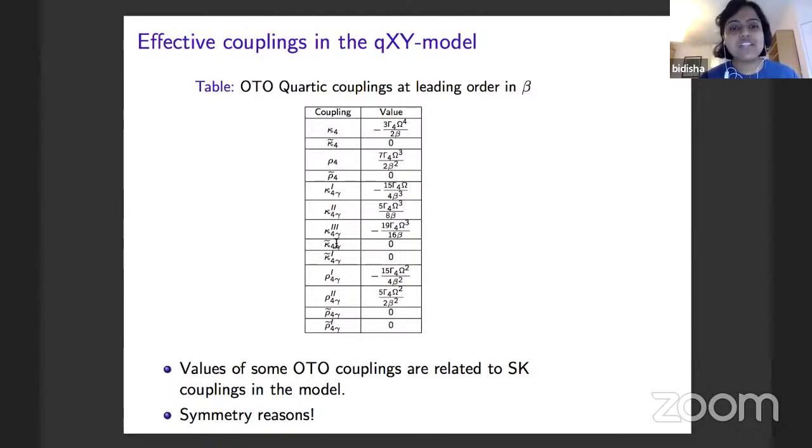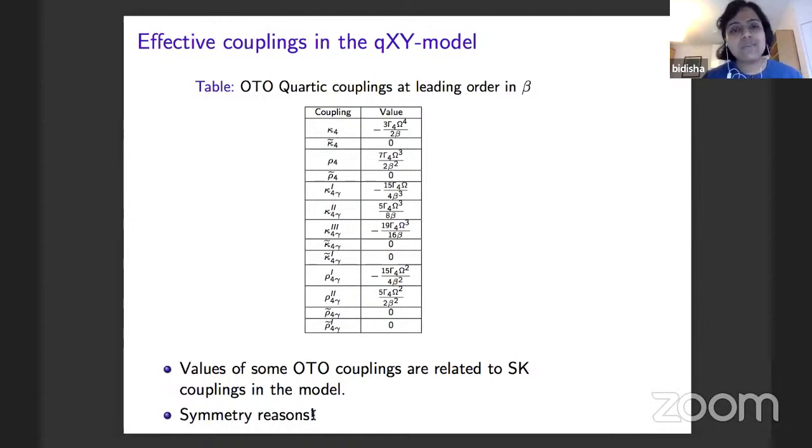So all the time reversal odd couplings are zero in this model. And also note that some of the OTO couplings in this model are related to the Schwinger-Keldysh couplings or the nonlinear Langevin couplings in the model. So for example, kappa 4 gamma 1 will be related to zeta gamma and so on. At the level of the model, we see that some of these parameter values are related by some factors. So we wonder whether there is a symmetry reason behind this.